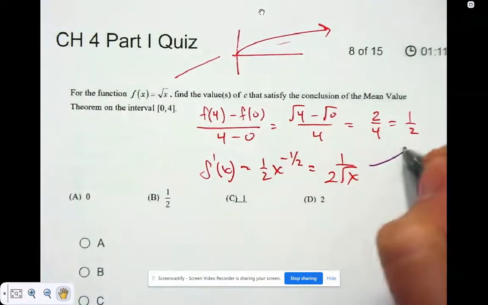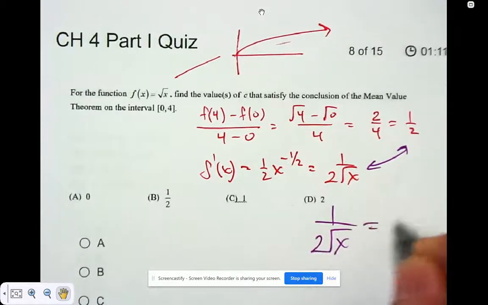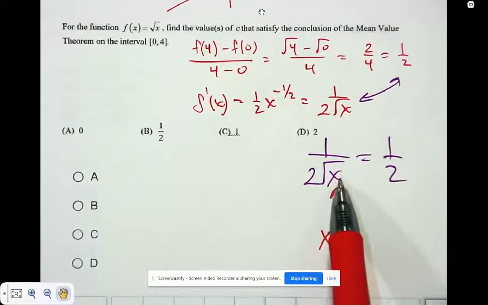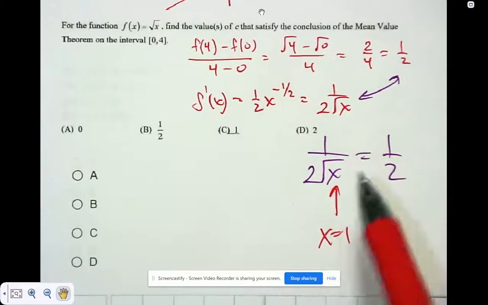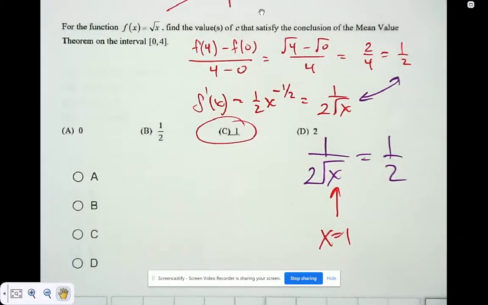And with the mean value theorem, you're supposed to set those equal. So when does 1 over 2 root x equal 1/2? Well, clearly, x needs to be equal to 1, right? If x is 1, you get 1/2 is 1/2. If you don't like that, cross multiply and solve. You will get x equals 1. And so your answer there would have been C.